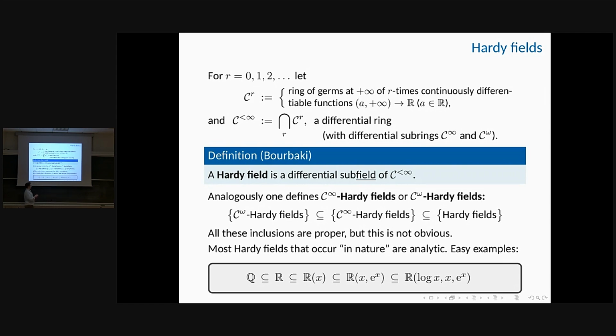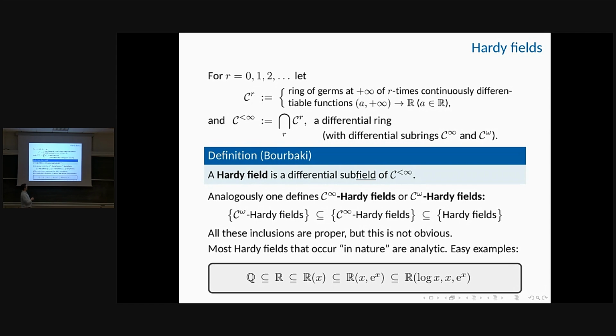Similarly, you can make this a little bit bigger by also throwing in a function that grows much faster than x, like e^x, or something that grows slower, like log x. Analytic simply means the same thing, except that you put the ring of germs of analytic functions here.